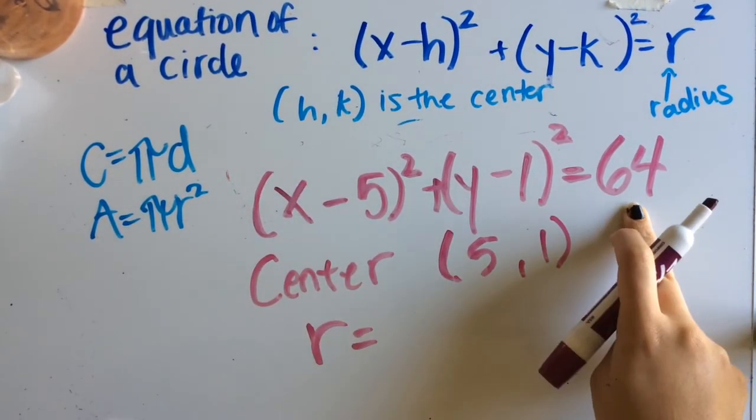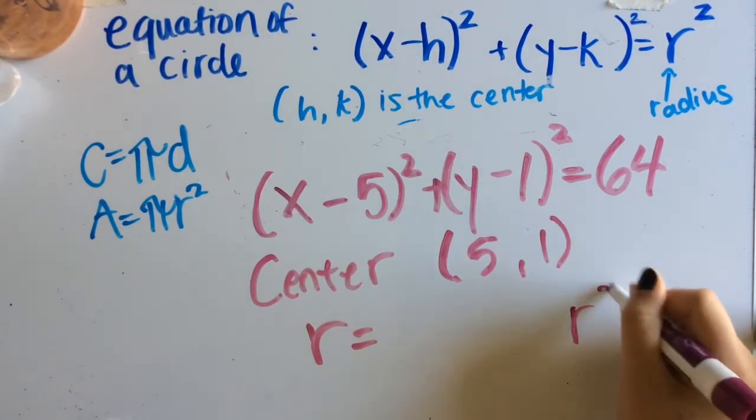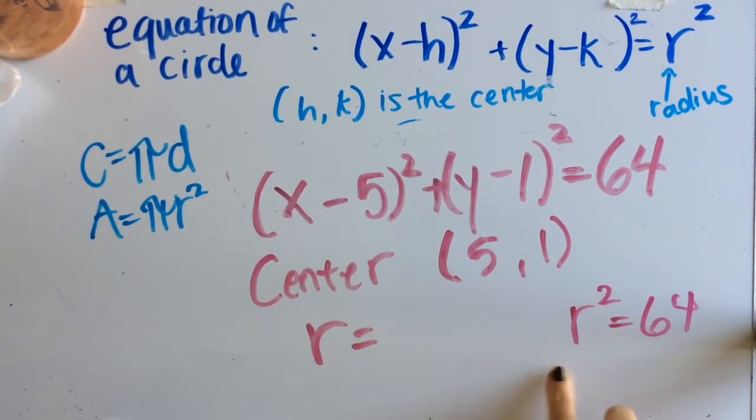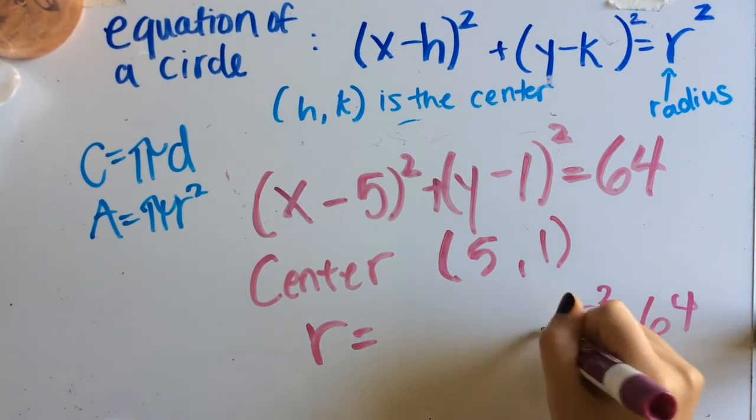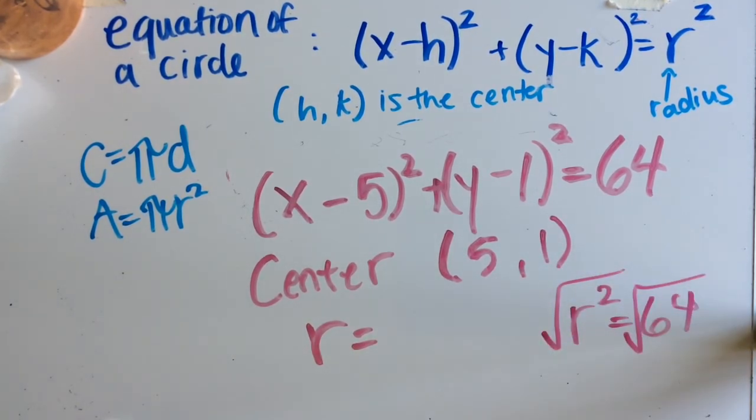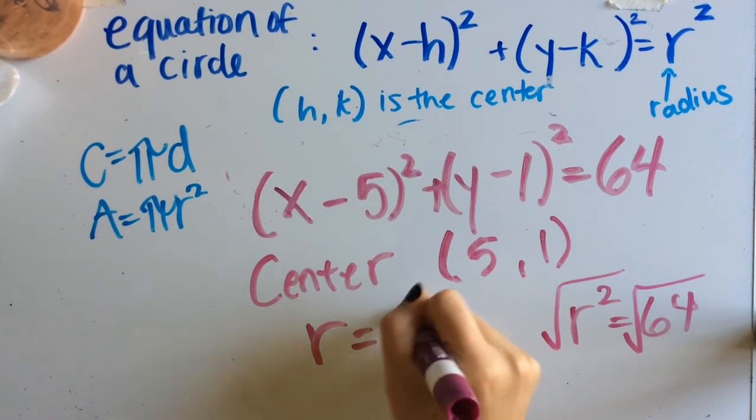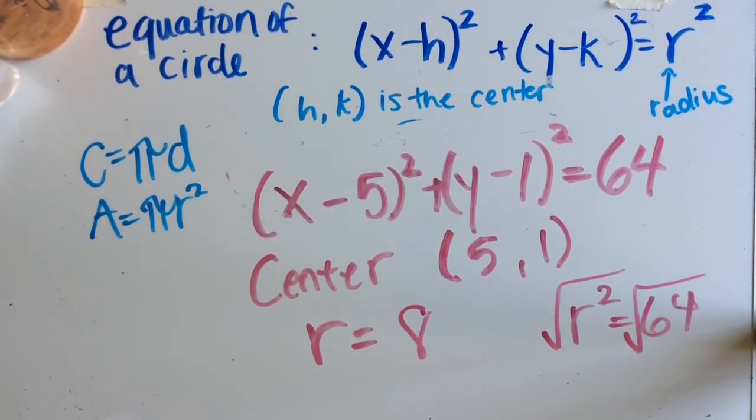And then r squared is equal to 64. So to find just the radius alone, I need to find the square root of 64, right? And the square root of 64 is 8. So the radius is equal to 8. This is all you really need to know for the equation of the circle.